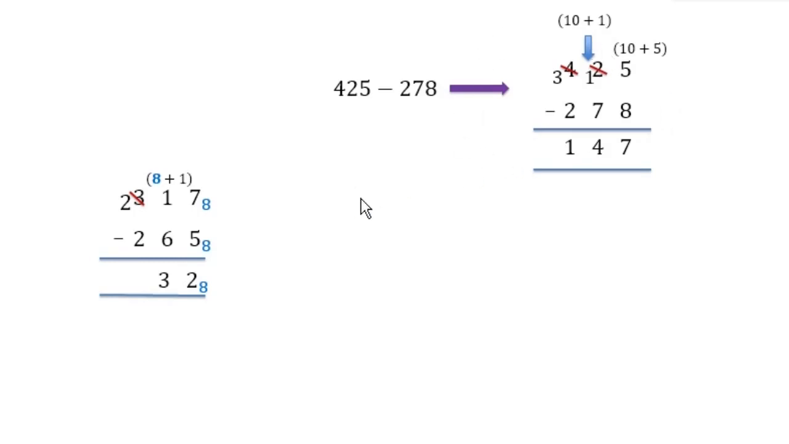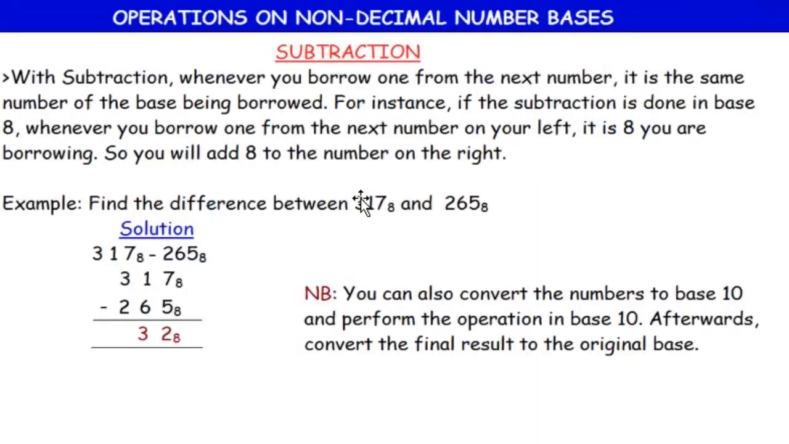Right? So I just wanted to show you that under subtraction, whenever you borrow the exact quantity as that particular base, so if we are dealing in base 8, whenever we borrow 1 from the number on the left, in adding it to the number on our right, it becomes 8. Right? So let us look at how we can solve this question.